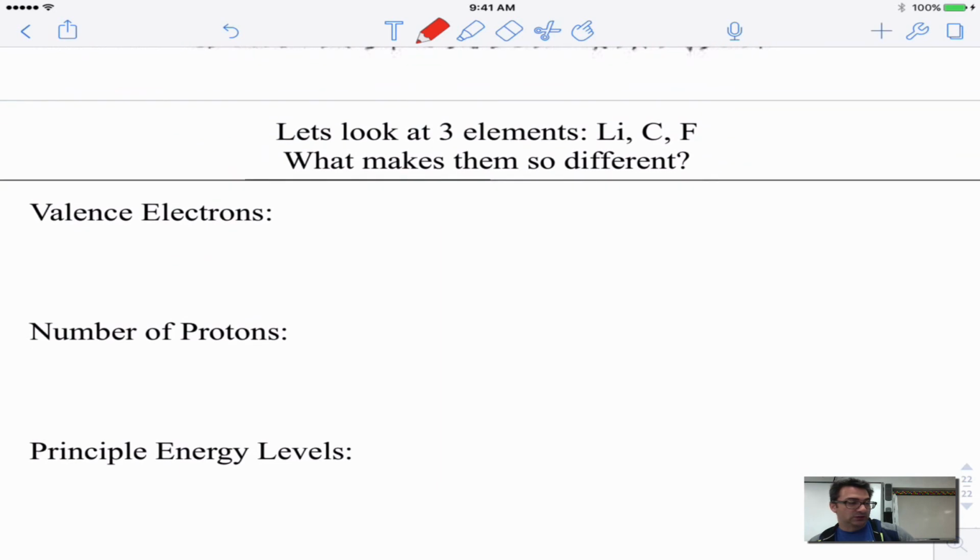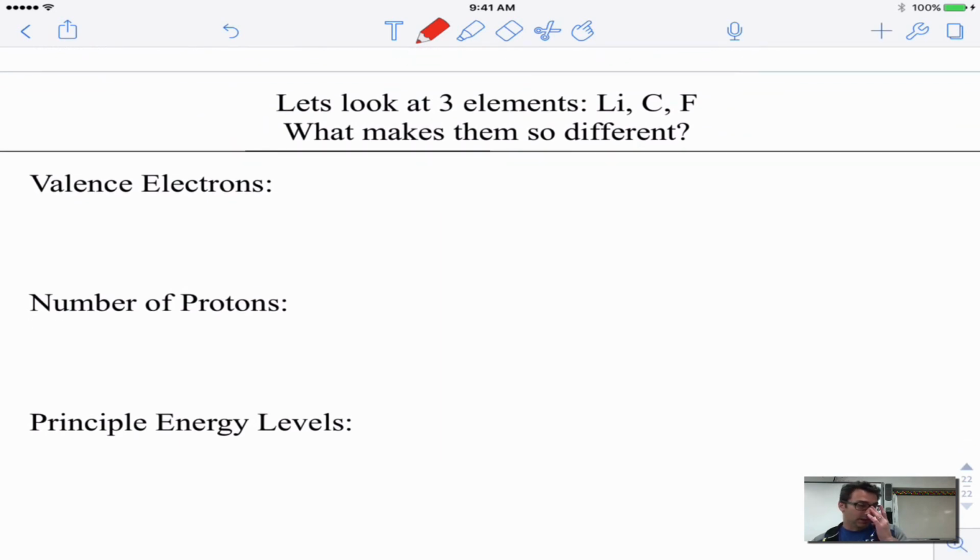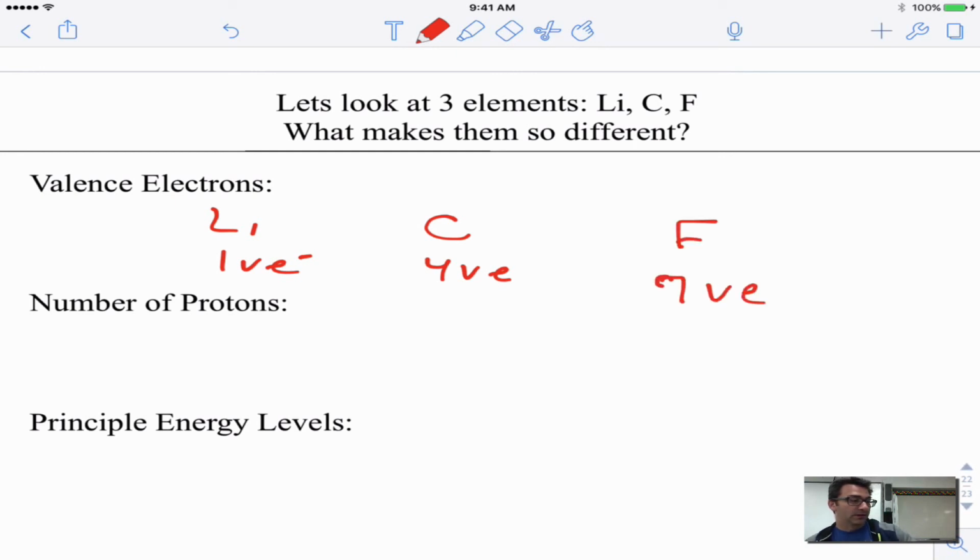One last thing, and what I want to close with, and this is going to tie into our next unit, is what happens to elements when we look at different ones. Why are they so different? So when we look at lithium, we know it has 1 valence electron. Carbon has 4 valence electrons, and fluorine has 7 valence electrons. When we look at the number of protons, lithium has 3 protons. Carbon has 6 protons, and fluorine has 9 protons. And when we look at energy levels, we have N equals 2, N equals 2, N equals 2.